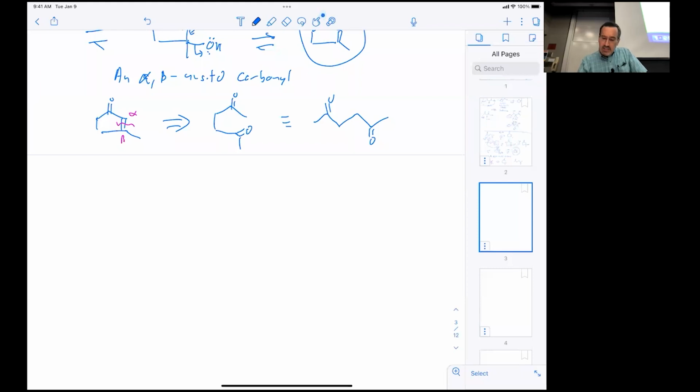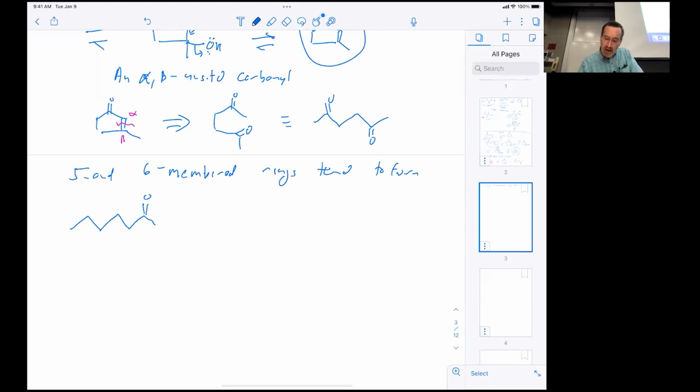So as I said, 5- and 6-membered rings tend to form in an intramolecular aldol reaction. So if I go from 2,5-pentane dione to 2,6-heptane dione and subject it to the same type of conditions, sodium hydroxide and water with a little bit of heat, it shouldn't surprise us by analogy that we get the 6-membered ring. In other words, there's just one more carbon connecting the two. Now instead of getting a cyclopentenone product, we get a cyclohexenone product.